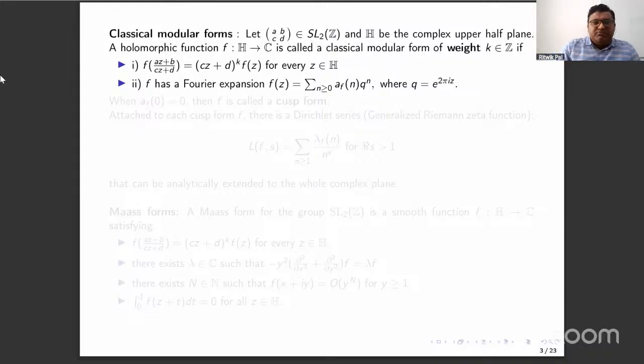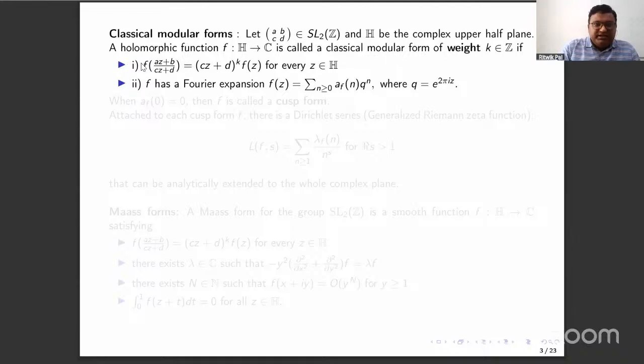So to define a modular form or an automorphic form, what one needs is a group of matrices under multiplication, and that is the group SL2Z, and H is the complex upper plane. So a holomorphic function from the complex upper plane to C is called a classical modular form of weight k, where k belongs to Z, if it satisfies two properties.